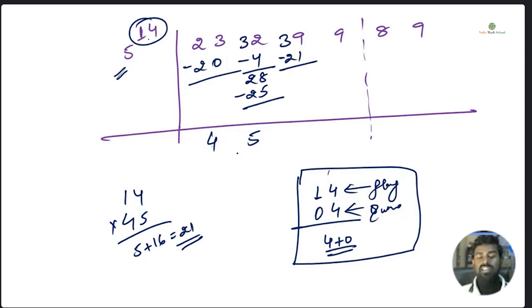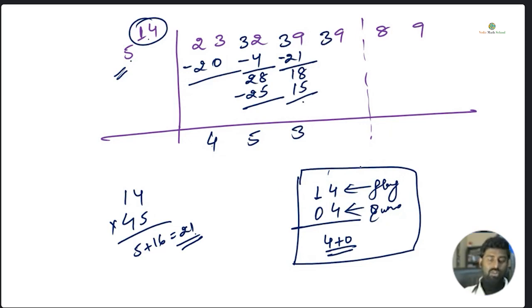14 into 45. Last 2 digits we are taking. Earlier we were taking only 1 digit. Now we are going to take 2 digits. So 14 into 45, we get 5 1s are 5, 4 4s are 16, 21. So it is now 18. 18 is going to be divided by 5. 3 times 5 is 15. 3, I'm writing here.